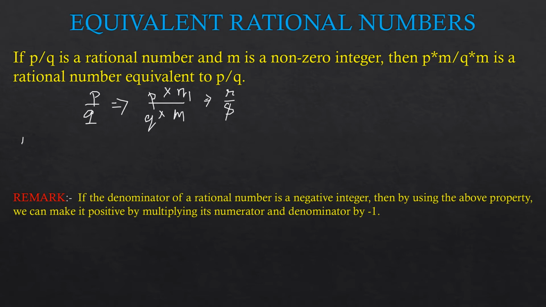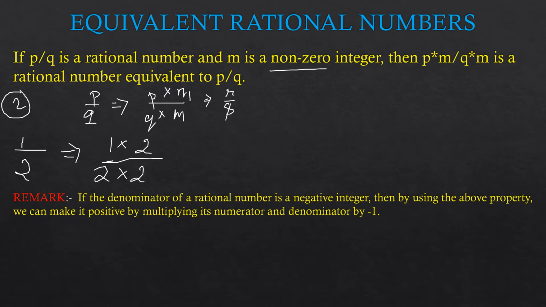We have 1 by 2 as a rational number, and let's take 2 as a non-zero integer. An integer can be positive, negative or 0, but we have to take non-zero, therefore we will not use 0. We can use positive or negative numbers here. So this is the rational number 1 by 2. It says if you multiply the numerator and the denominator by the non-zero integer, which we have considered as 2, then 2 into 1 gives us 2, 2 into 2 gives us 4. This is your P by Q and this is your R by S.